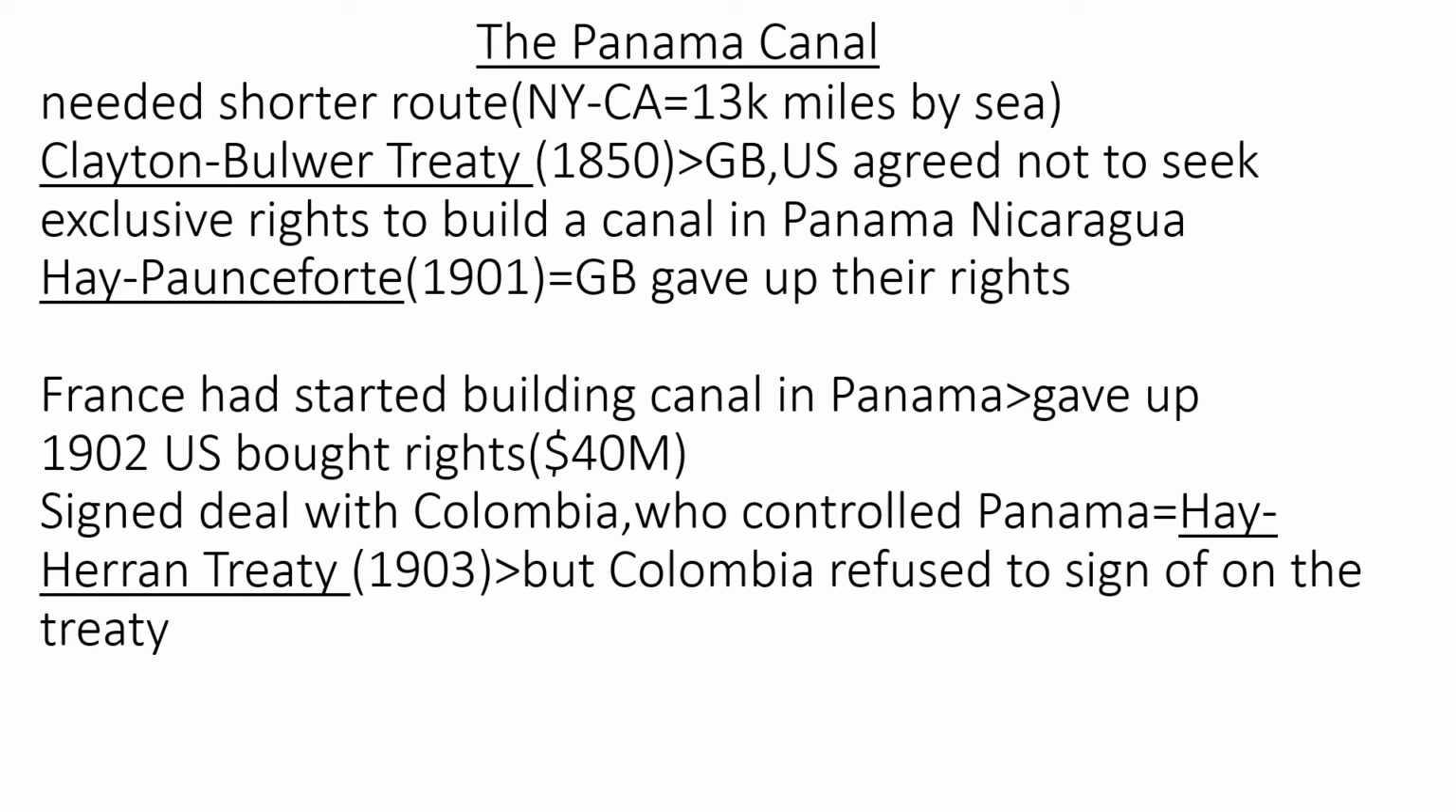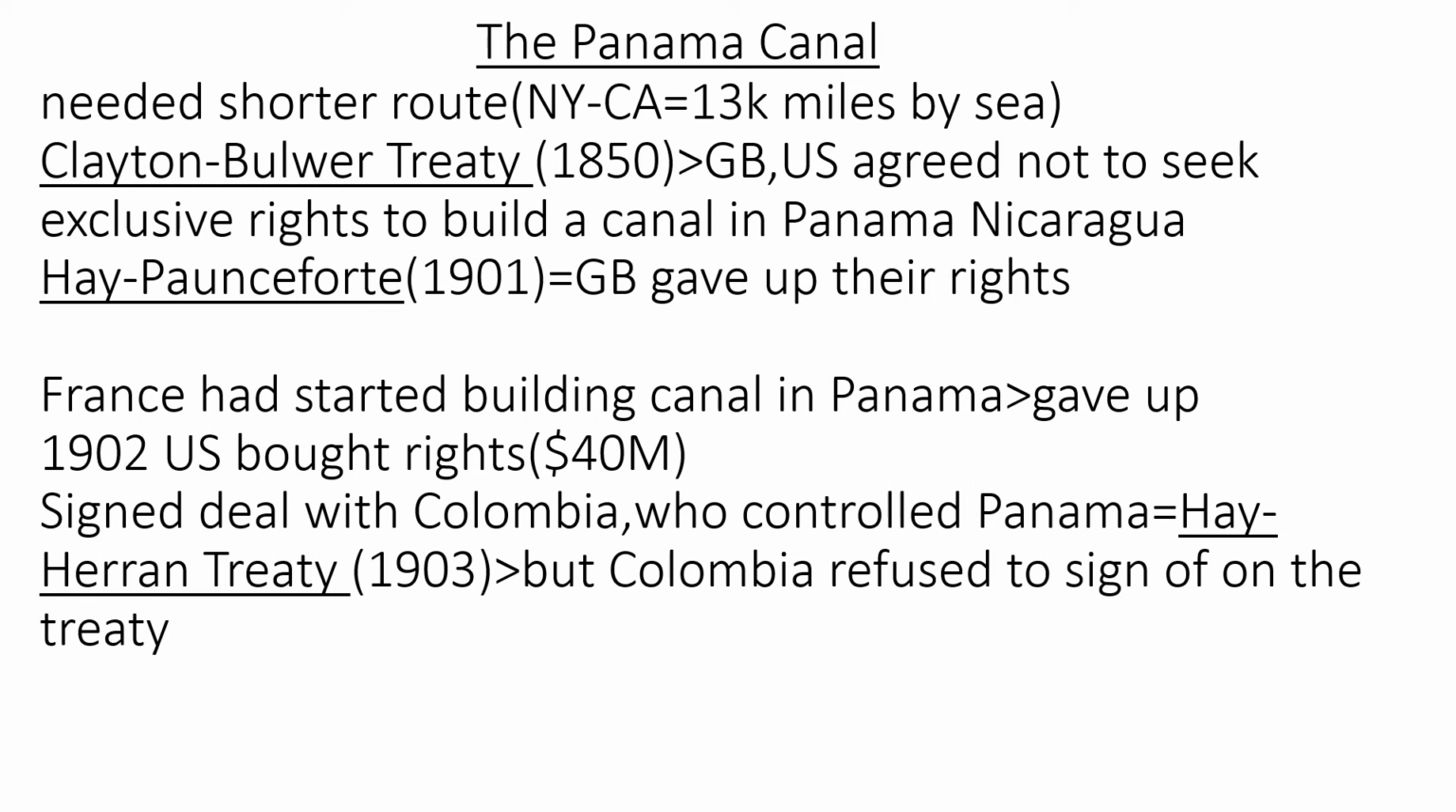In 1902, the Americans bought the rights from the French and proceeded to hammer out a deal with the Colombians, who controlled Panama. The Hay-Herran Treaty was signed. In it, the United States would get a 99-year lease on a canal zone 6 miles wide that they would control, and pay $10 million to the Colombians and $250,000 per annum. But the $40 million the United States was paying to the French would all go to the French.